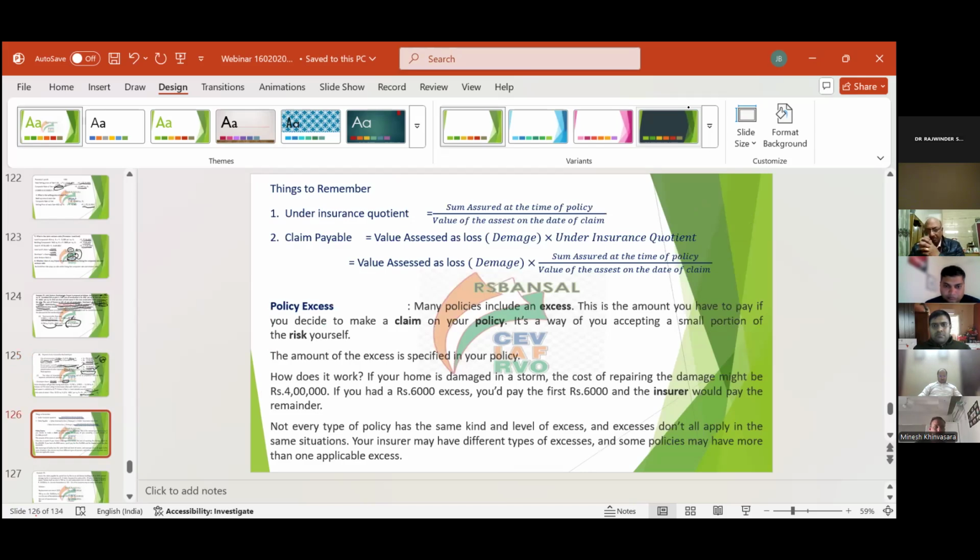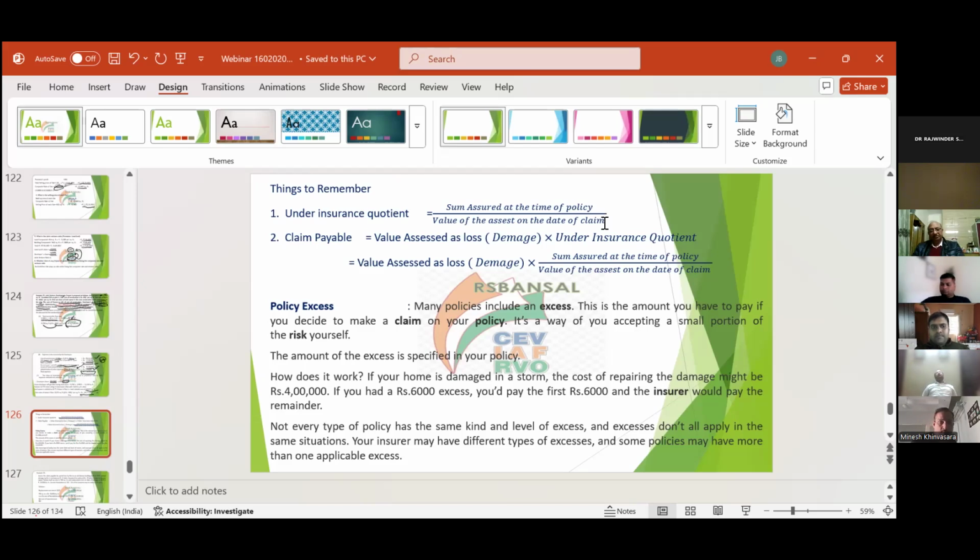Now we will be taking certain case studies based upon insurance. The basic thing in insurance is the under insurance caution. Under insurance caution, it is the sum assured at the time of policy divided by the value of the asset on the date of claim.